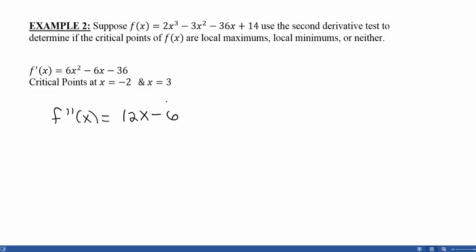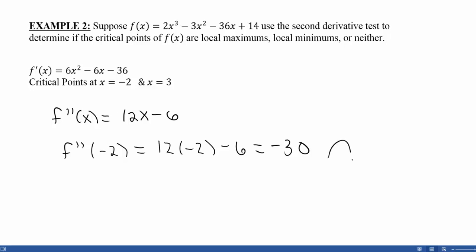Now that I have my second derivative function, I need to plug in each of my critical points. So let's start by plugging in negative 2. If I plug in a negative 2 here, I'm going to get negative 30. So if my second derivative is negative at a point, that means that the original function's concave down, so I know that negative 2 is a local max.